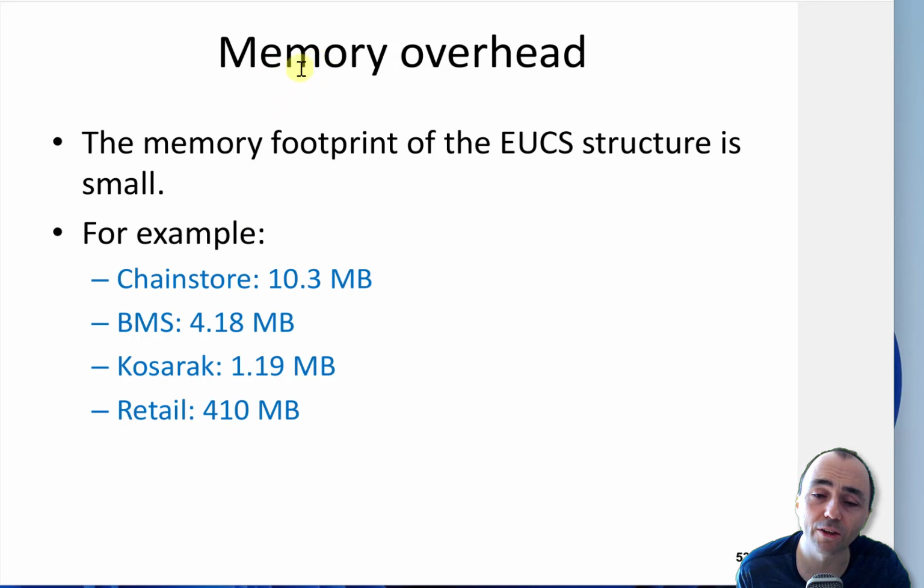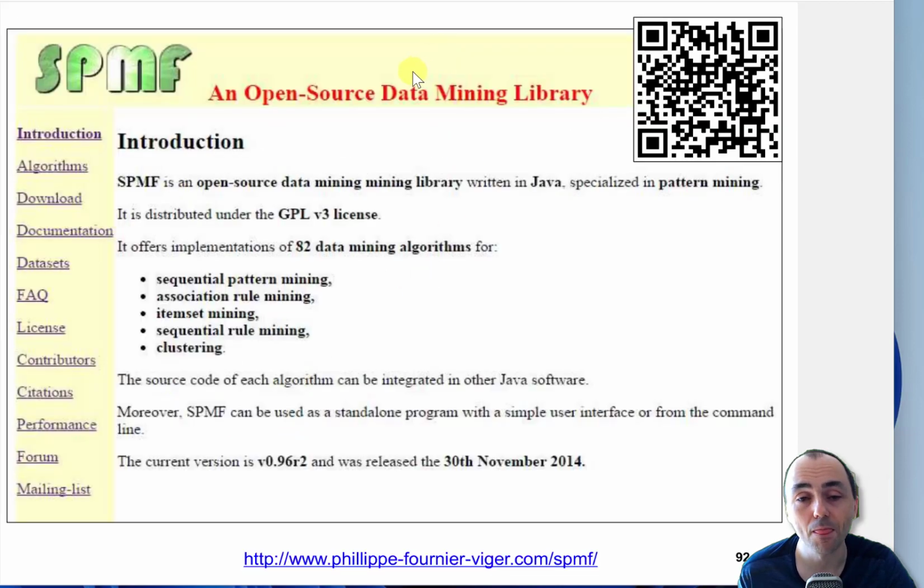Also, we look at the memory in this experiment. We find that the structure, the EUCS, the table in FHM used to do the pruning of the search space, does not take a lot of memory, about 10 megabytes. But for retail, because there are so many different items, it takes more, about 400 megabytes. But this is not so much for the computers that we have today.